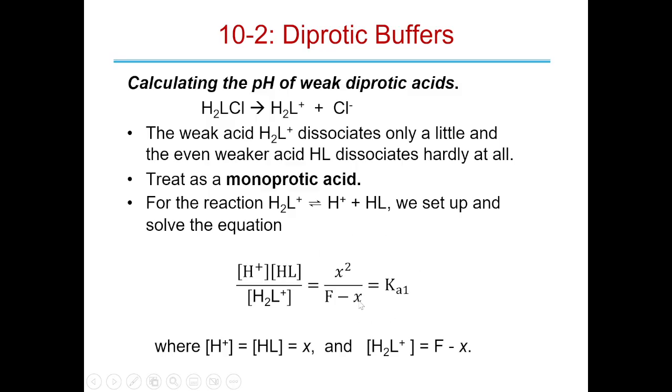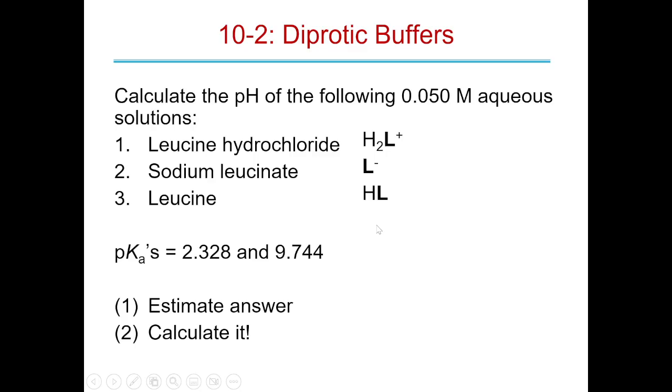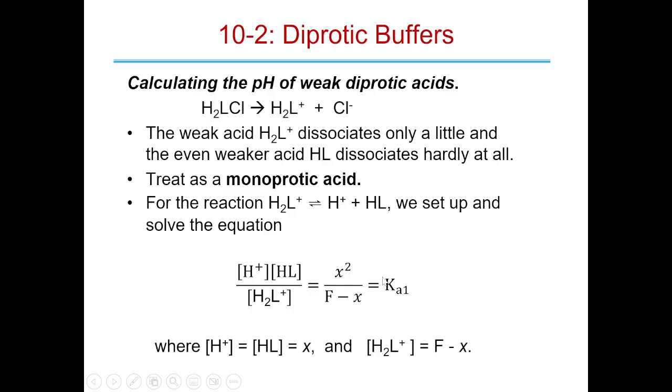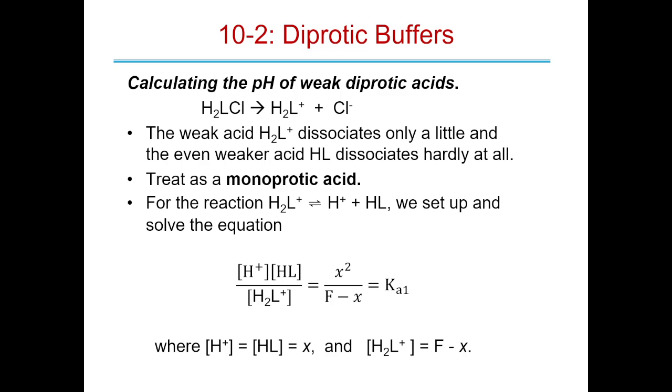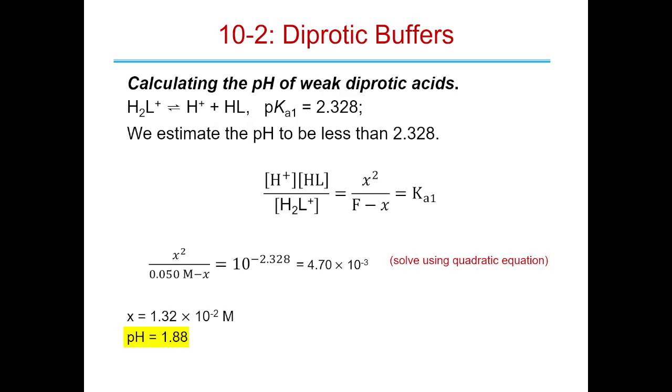Again, we would expect this X value to be much smaller than what we put in, so we can assume that this minus X doesn't need to be done, right? Our F value is this number we were given, 0.05. Our Ka is 10 to the negative pKa, right? So we just take 10 to the negative 2.328, multiply it with 0.05, take the square root, and that would give us X. There we go.